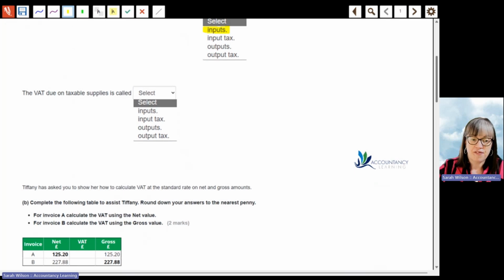The second one then is the VAT due on taxable supplies is called. So this time we're talking about VAT. So it's going to be one of the two tax options in the drop down. And we're talking about taxable supplies. So a business's taxable supplies, what does the business supply? If we're supplying something, we're going out to a customer. So therefore it would be the output tax. We're selling out to customers. It's known as the output tax.